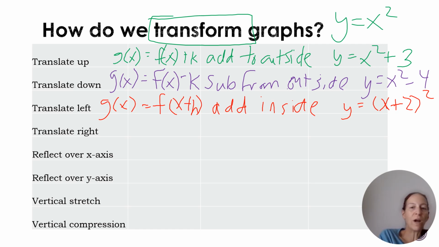If you question whether I am telling you the truth, go ahead and hop onto Desmos and graph y equals x squared, and then graph y equals (x plus 2) squared, and see what it looks like.